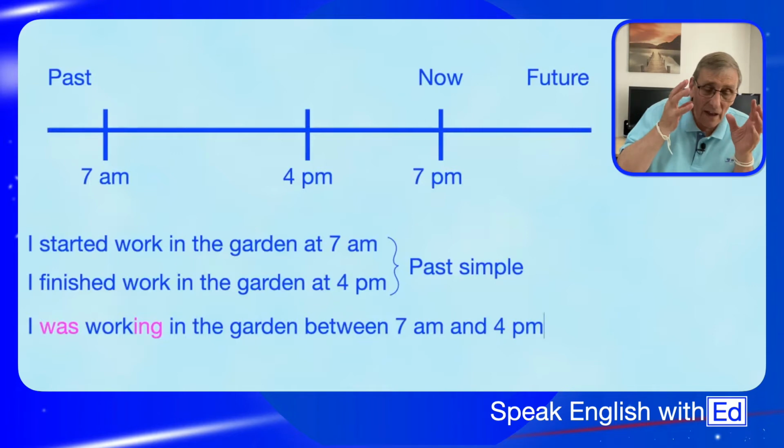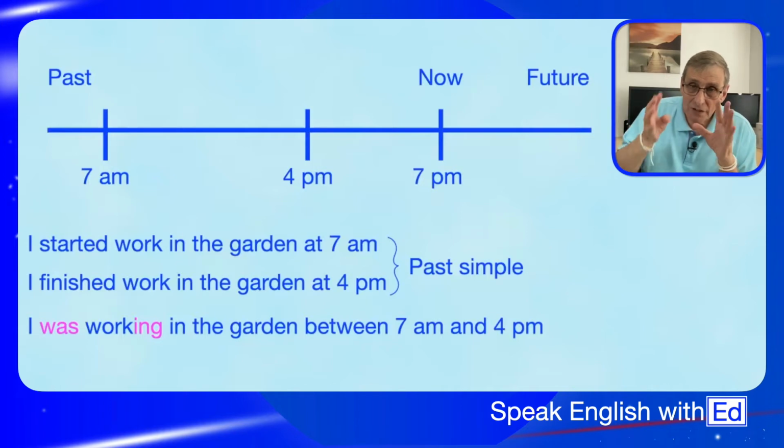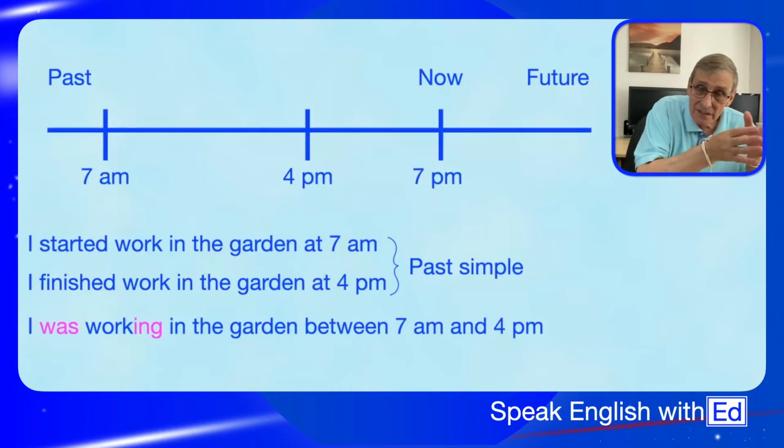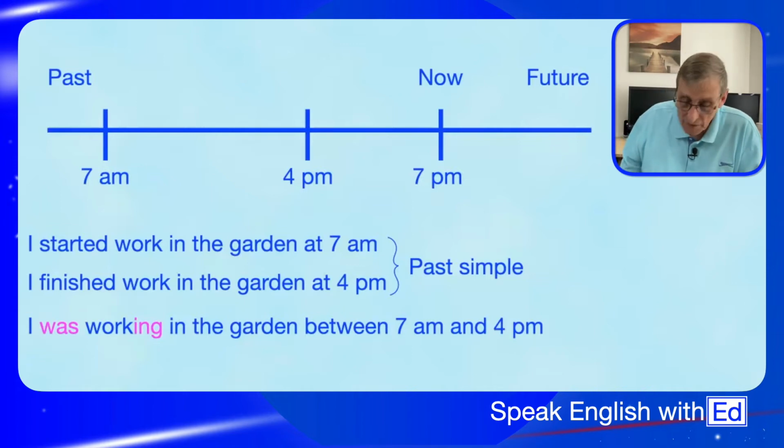Now, I was working in the garden between 7 a.m. and 4 p.m. We've mentioned the times, but we're saying that we were doing something for a period between these two times, not at 7 a.m., not at 4 p.m., but between 7 and 4. So we use the past continuous tense.